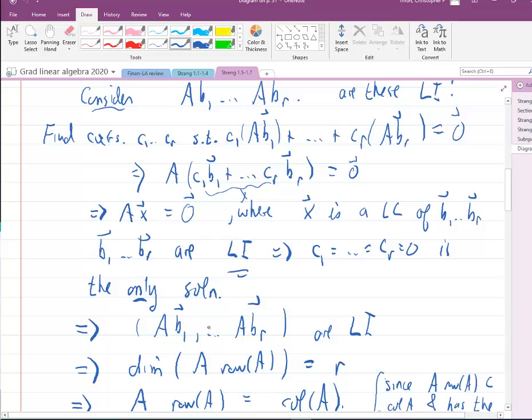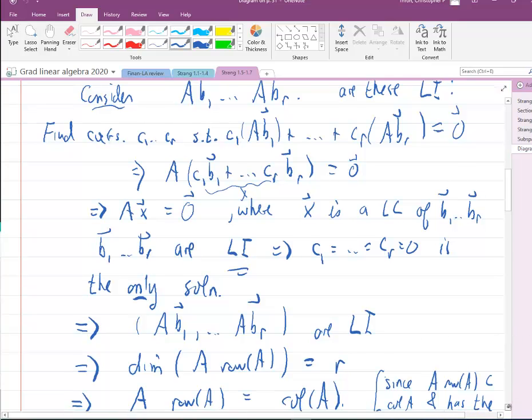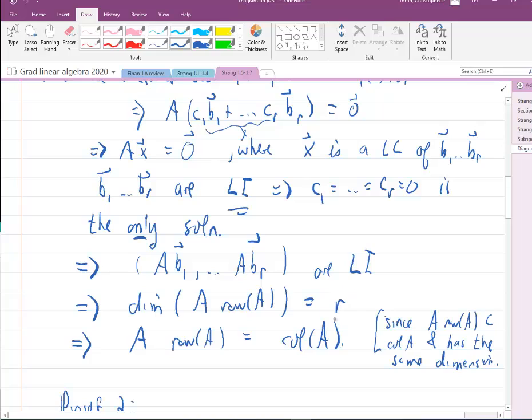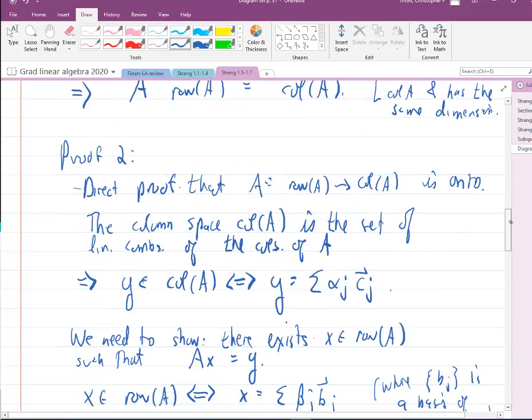What does that mean? I have R linearly independent vectors, and so the dimension of the space spanned by these vectors is equal to R. But I showed in my previous video that if I have two subspaces and one is contained in the other and they have the same dimension, then they are in fact the same. So I showed that A times the row space of A has dimension R. I know the column space has dimension R. I know that A times the row space of A is contained in the column space of A. So in fact, these are the same subspaces. You can refer back to my previous video. In fact, that's the reason why I did the previous video, to set up for this video.